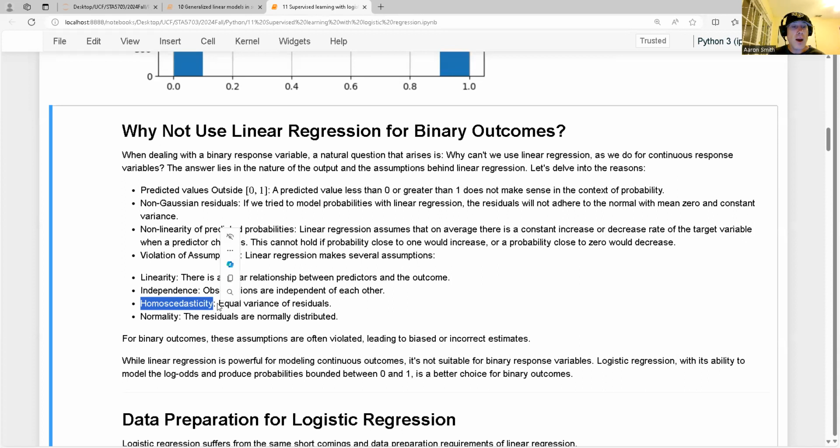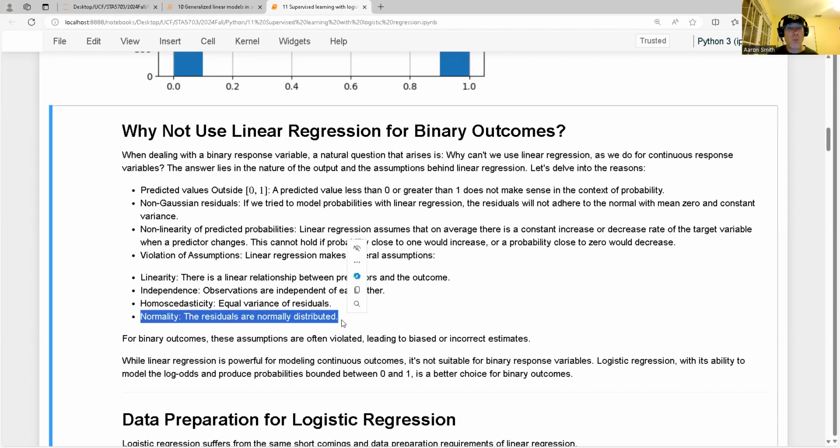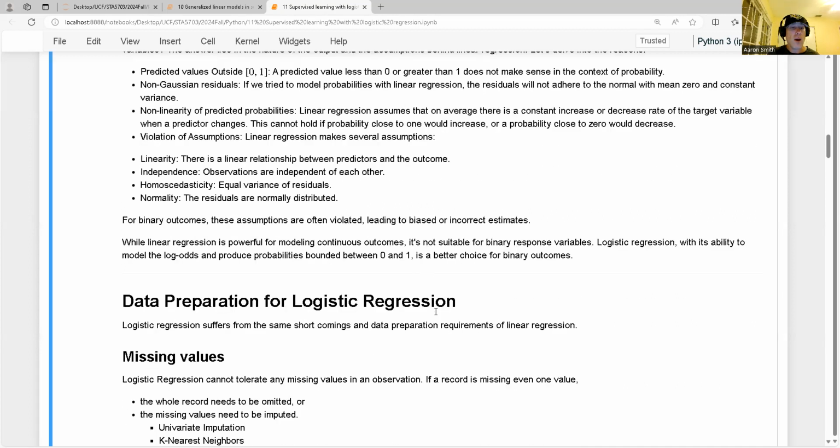If I take the probabilities for binomial and look at the variance of a binomial distribution, it's not constant. It changes with the probabilities. And so here, I'm not going to have constant variance. Also, I can't have normally distributed residuals because of how I've got zeros and ones observed. And so, it's just going to cause problems if I try to do this.